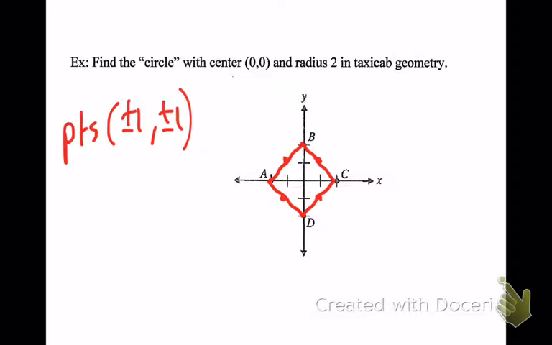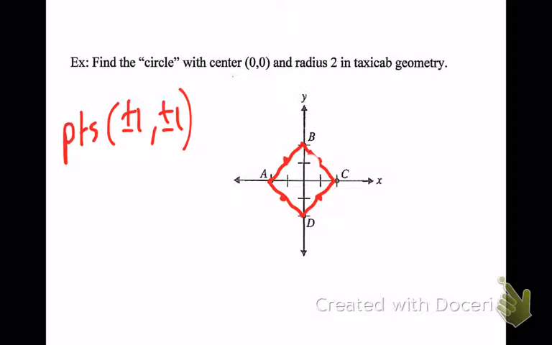Alright, we can take, how about if we did 1/2 over, 1.5 up? 1/2 over, 1.5 up. Like that. That is a point on the circle. And any combination of 1.5, a half, or half and 1.5.